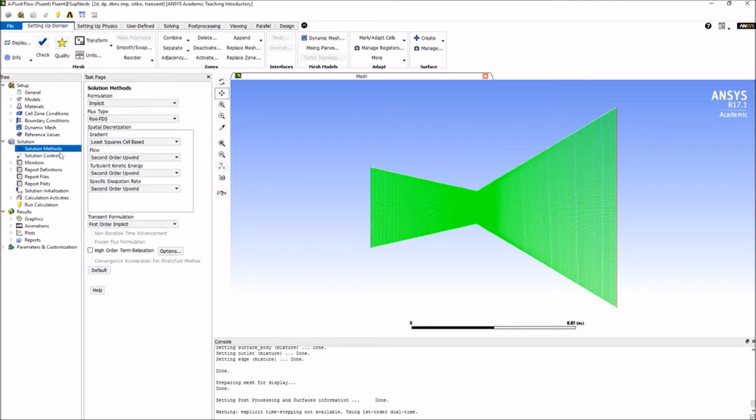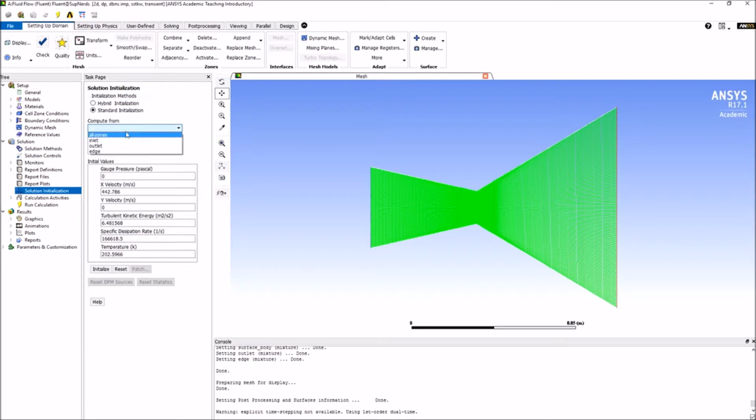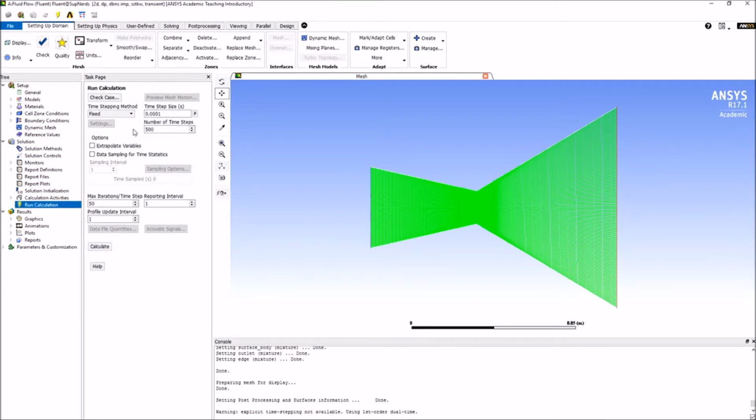And then, solution methods. I used second order upwind wherever possible for the sake of accuracy. When I did a solution initialization, for my overexpanded nozzle, I used hybrid initialization. For my underexpanded nozzle, I computed from the inlet again. And then for my overexpanded nozzle, I set the time step very small, 500 time steps, 50 iterations. My underexpanded nozzle simply had the 500 iterations. So now we can look at my results.